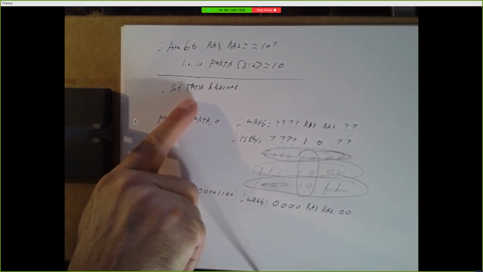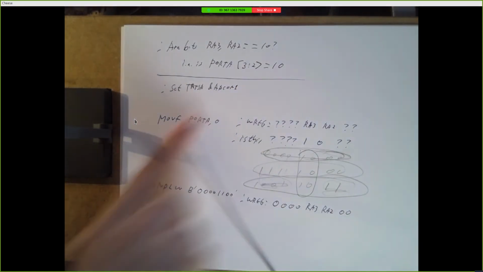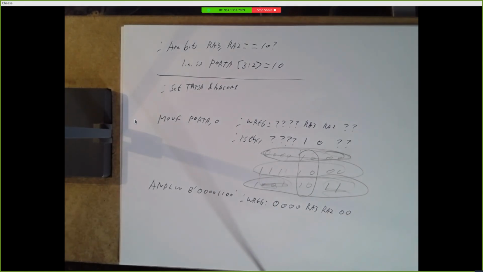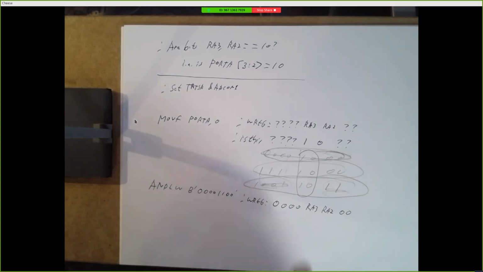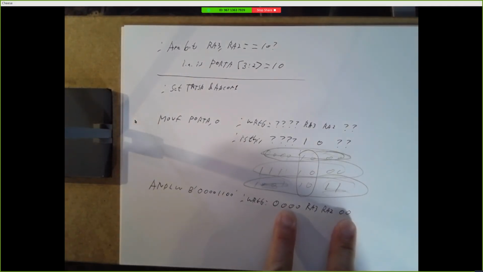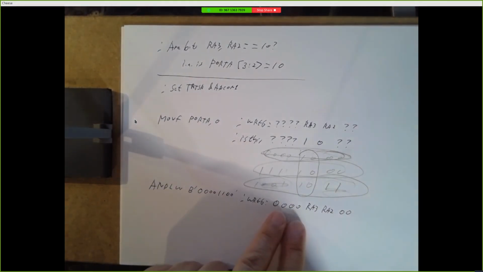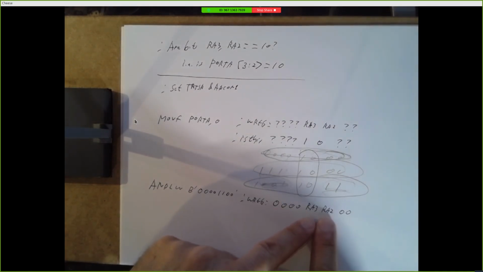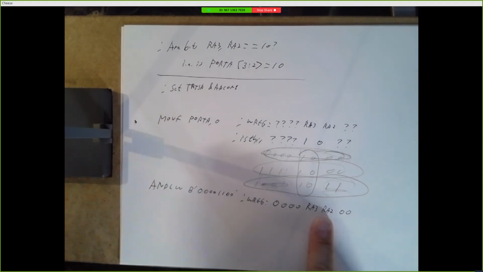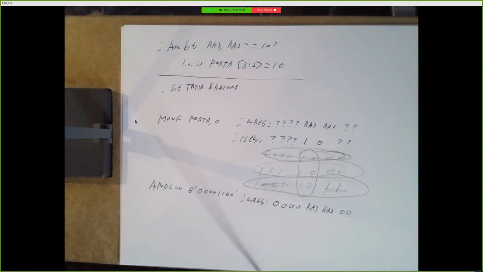So set up your tri-state register to read from those bits, set up ADCON1 to be 7F as usual, move port A into the W register, and then mask it to throw away the bits that we're not interested in. So after this masking operation, my W register is guaranteed to be all zeros except for these two bits, which will be the value of RA3 and RA2.